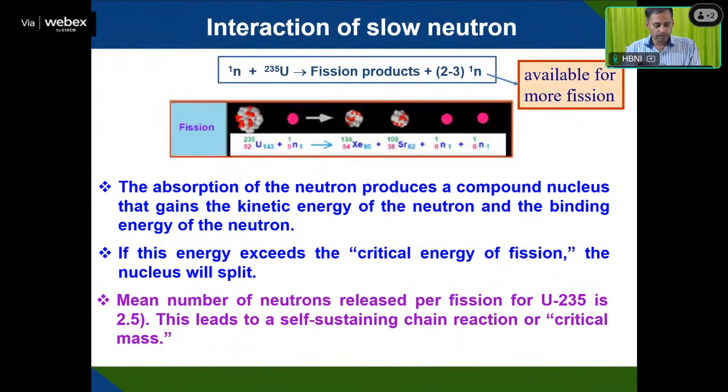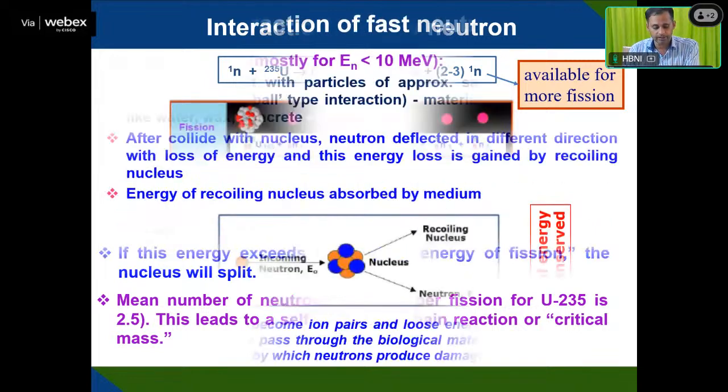But in addition to that, the slow neutron also causes fission of uranium-235. The fission products plus a few neutrons are produced, and the mean number of neutrons will be around 2.5. The remaining neutrons can be captured, and only one is allowed to proceed in order to control the chain reaction.